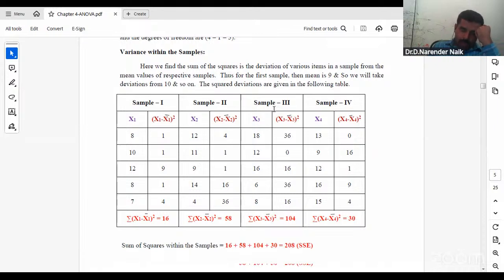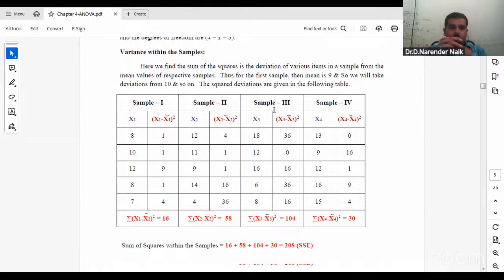That is x3 minus x bar 3 whole squared. That is 18 minus 12, so you got 6 squared, 36. 12 minus 12, 0. 0 squared, 0. 16 minus 12, 4. 4 squared, 16. 6 minus 12, 6. 6 squared, 36. 8 minus 12, you got 4. 4 squared, 16. That is 104. In the same manner, apply for sample 4 also.